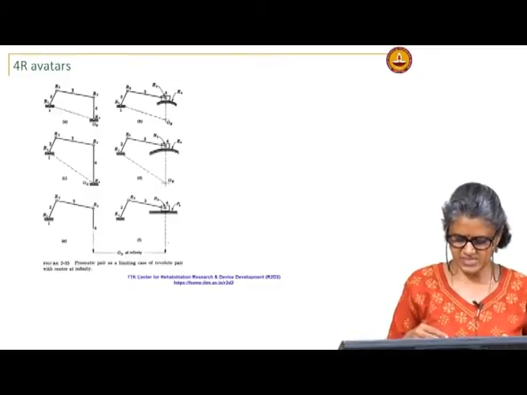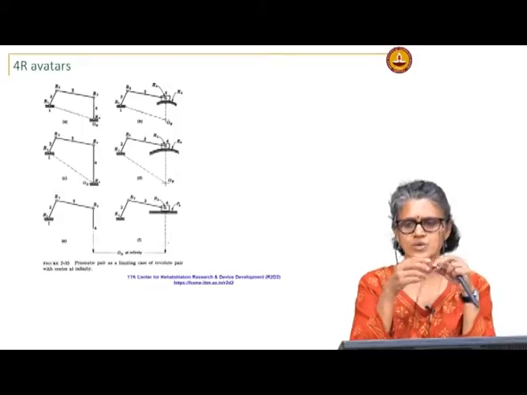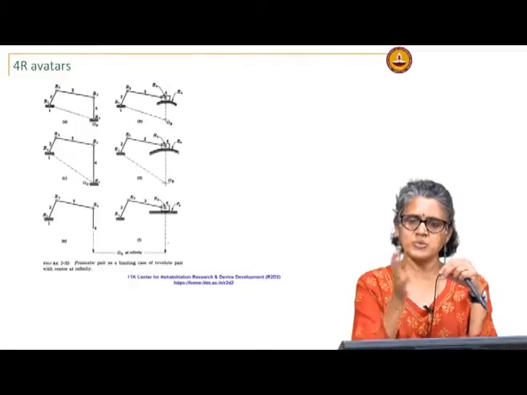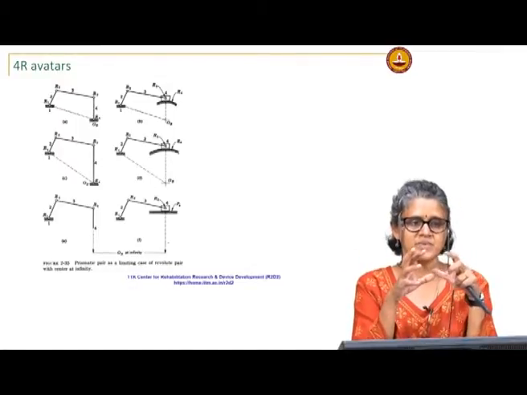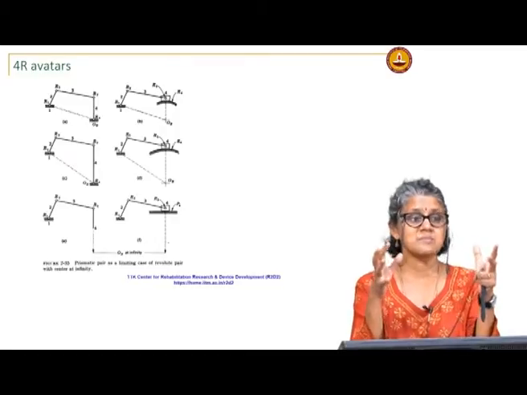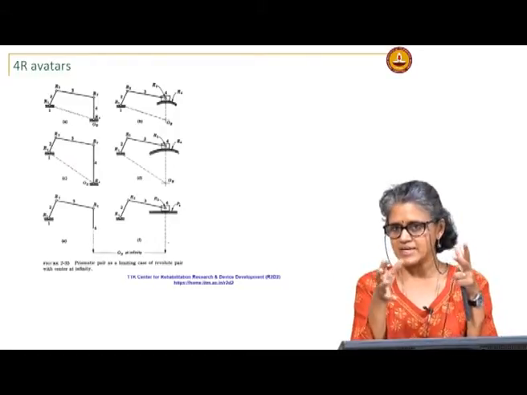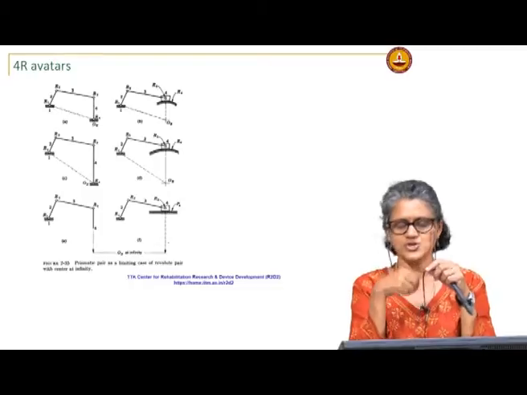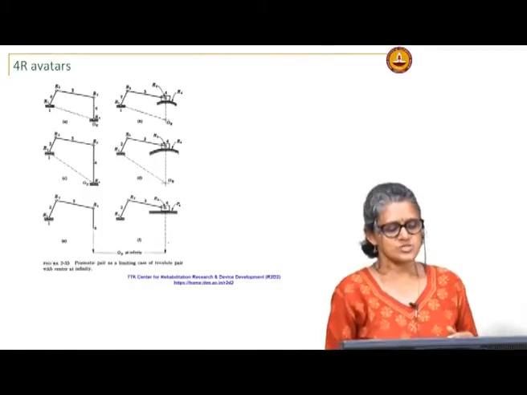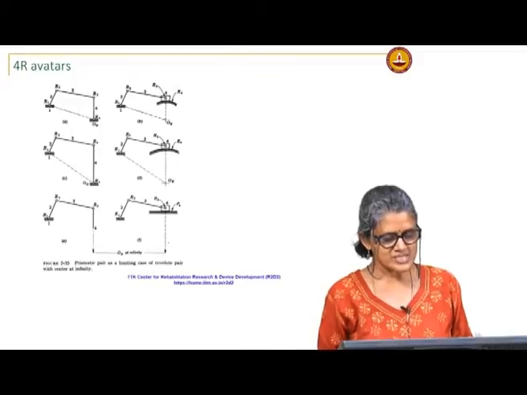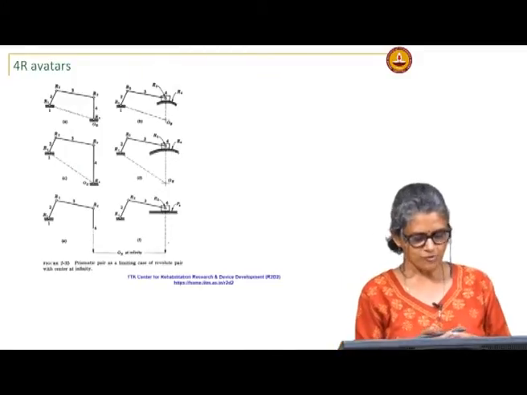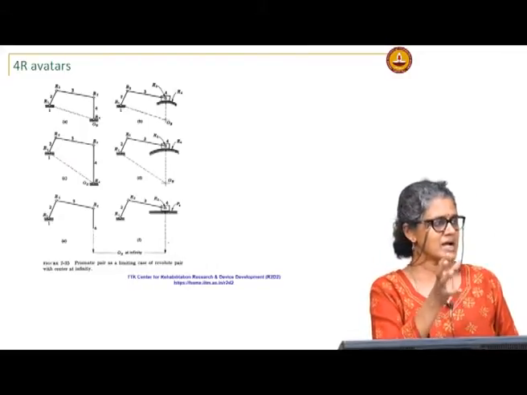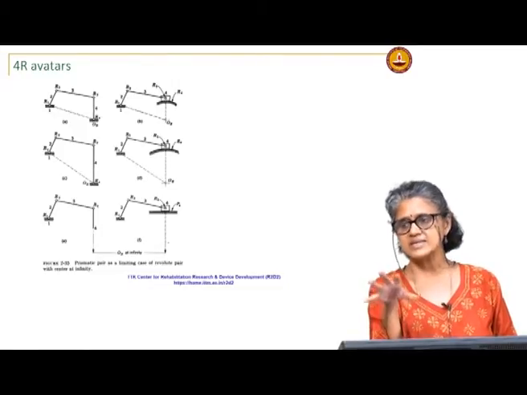So, in many cases, if you remember, when we did the mobility or the type synthesis, we made this assumption that any linkage can be represented as a pin jointed linkage, right. It can be represented as links connected by simple hinge joints. The reason we focus a lot on the 4 bar is it turns out that many linkages can be represented as 4 bars at least instantaneously.